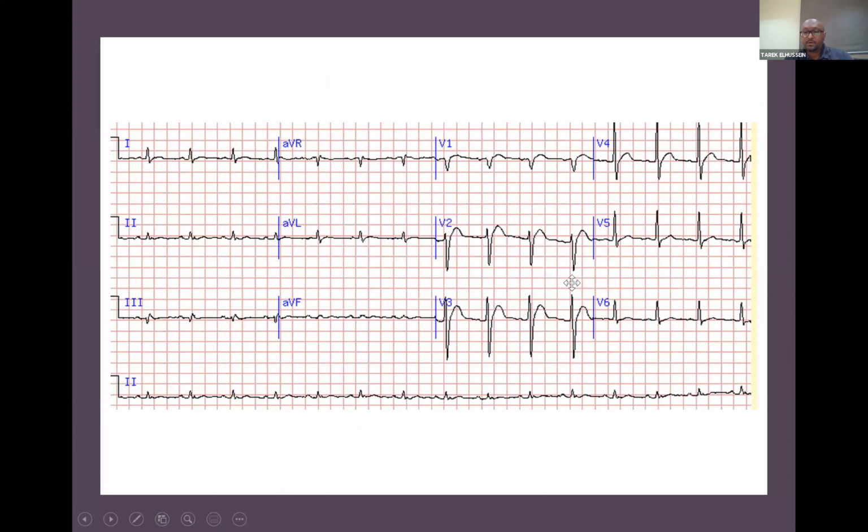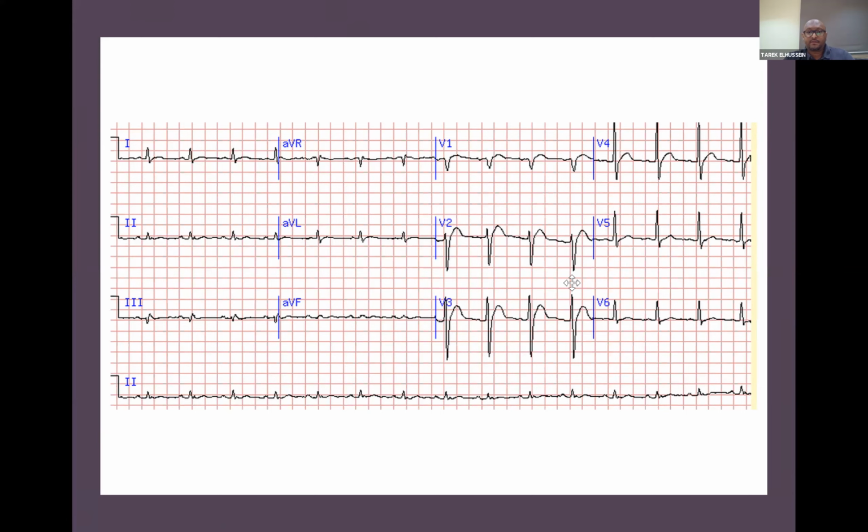Okay, let's do another one. Rayyan Al-Badawi. Type is the sinus rhythm. Yes. Left axis deviation. And there is left bundle branch block pattern.